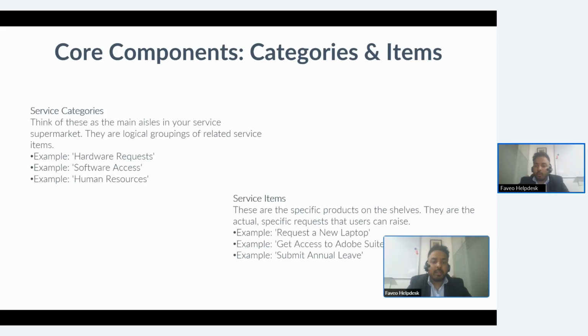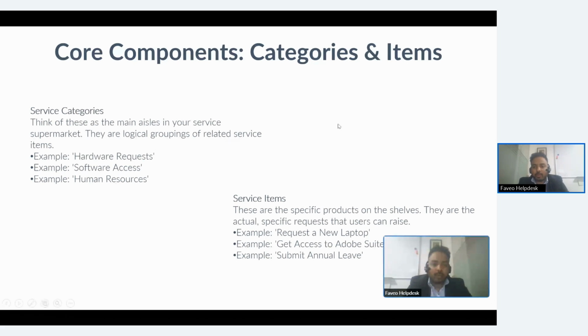Now, what are the core components of our Fabio Service Desk Service Catalog? The categories and the items. So, Service Catalog is divided into two things. First is the categories and the second is the items. Service categories, think of these as the main aisles in your service supermarket. They are logical groupings of related service items. For example, hardware request, software access, or human resources.